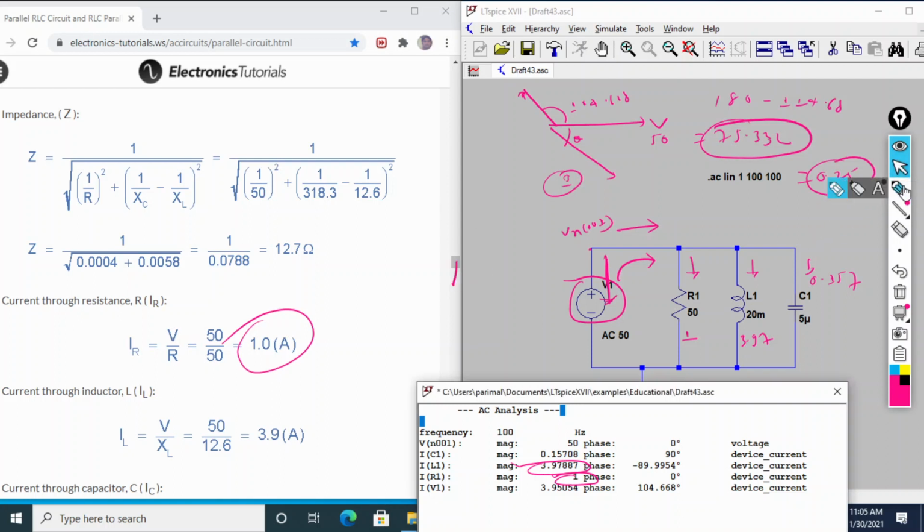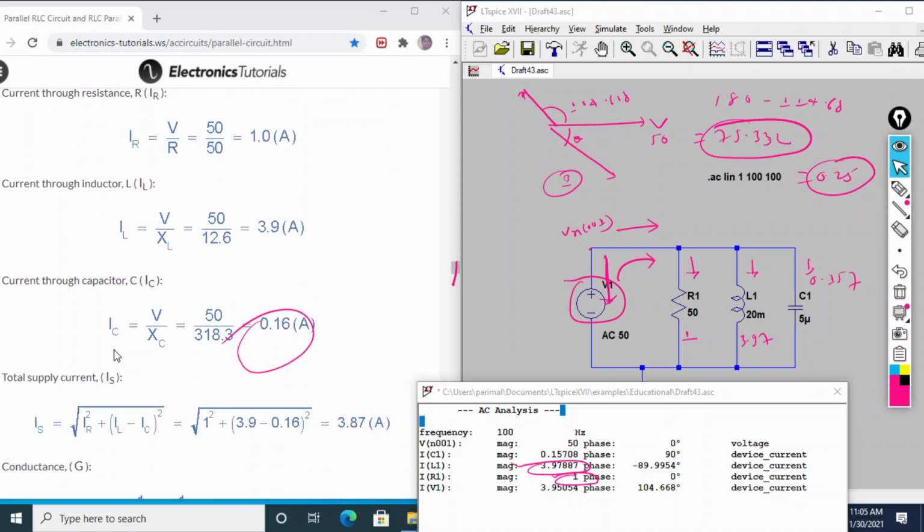Now this is the current across the capacitance. How much is it? Let me read it. It is 0.16, and if you check here, the current across the capacitance is 0.15. Now this is matching. All these are matching, and moreover the angle must be negative, and the current must be leading in the capacitance by 90. It is almost 90 degrees. So these are the points that we have seen, and the simulated value is correct.